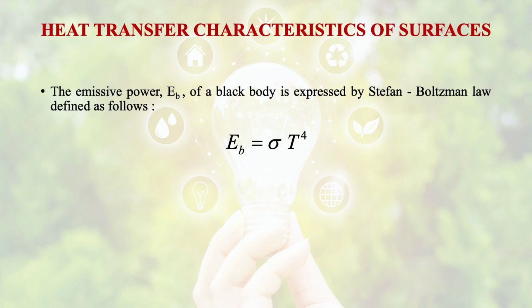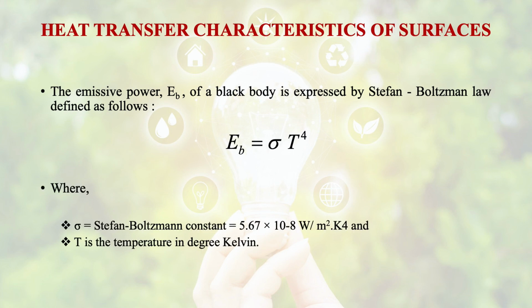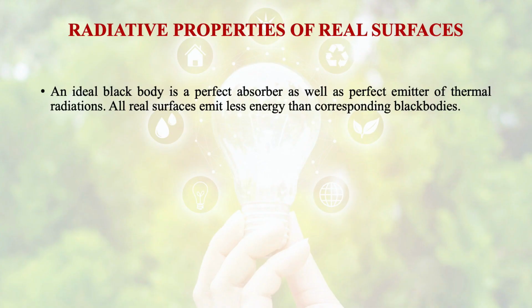EB is equal to sigma T to the power 4, where sigma is the Stefan-Boltzmann constant and is given by 5.67 into 10 to the power minus 8 watt per meter square, and T is the temperature in degrees Kelvin. Then comes the radiative properties of real surfaces. An ideal body is a perfect absorber as well as a perfect emitter of thermal radiation. All real surfaces emit less energy if we compare them with black bodies.